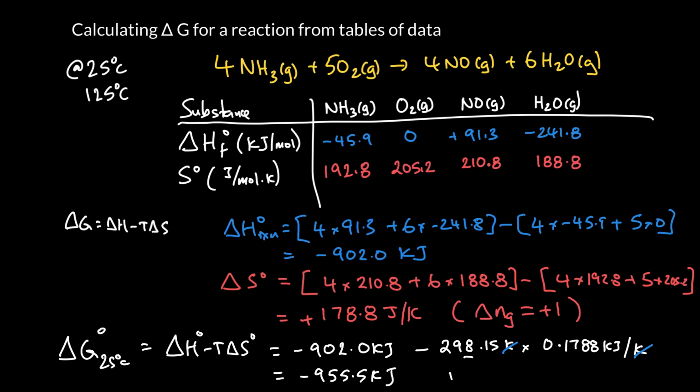So was that spontaneous? The answer is yes, it is spontaneous, because all you've got to do is get delta G to be negative, and your universe's entropy goes up. And yes, that reaction can indeed happen at 25 degrees C.